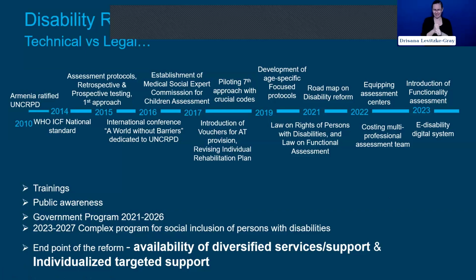At the beginning, we had only one general assessment protocol, one for children and another one for adults, while now we have 21 focused protocols, which are age and gender specific. It should also be mentioned that for the disability determination, 7 different approaches were piloted and tested. Finally, in 2021, we approved 2 very important laws, the Law on Rights of Persons with Disabilities and the Law on Functional Assessment, after which we started implementation and nationwide introduction of the new disability assessment process. In parallel, we also worked on the development of the e-disability digital system.